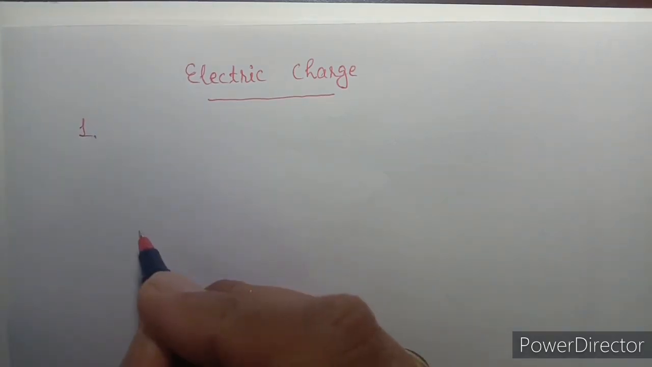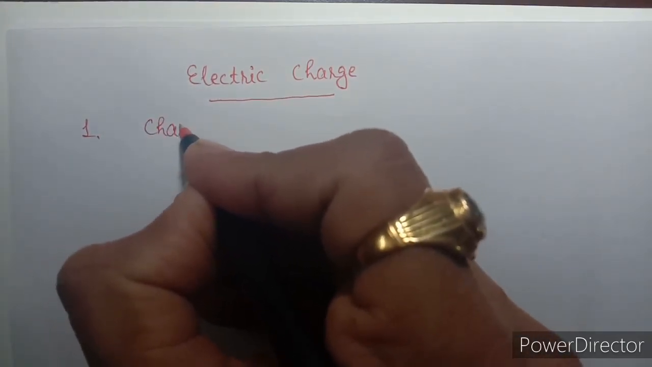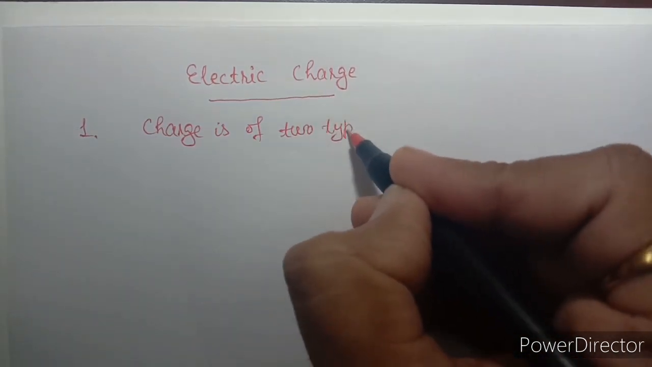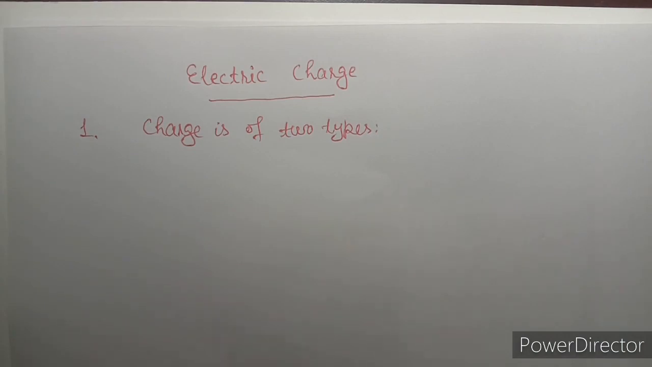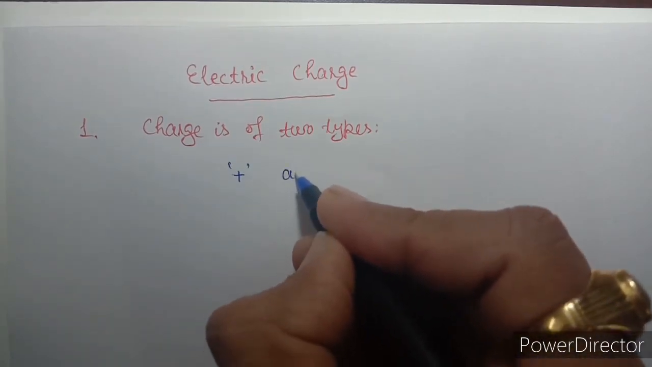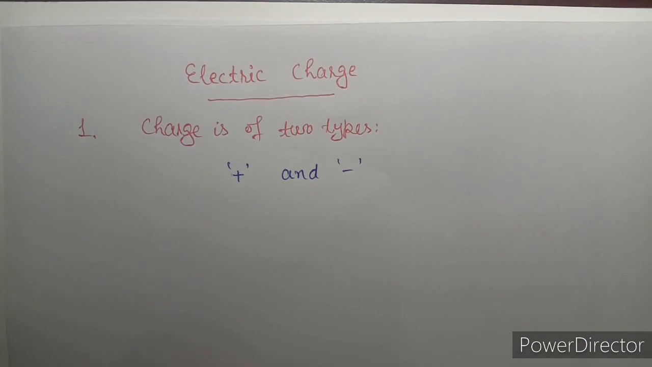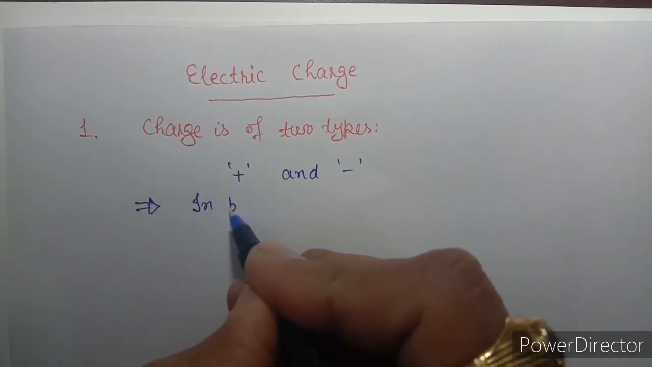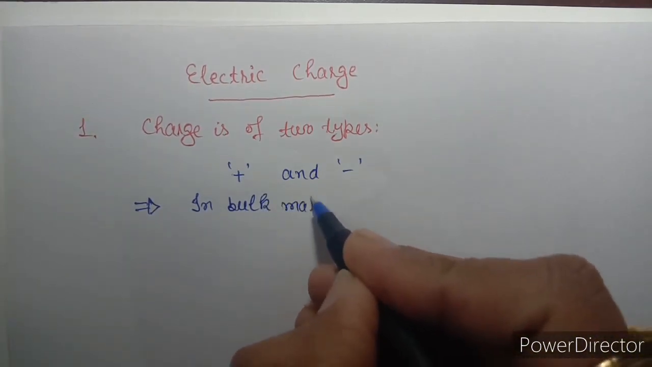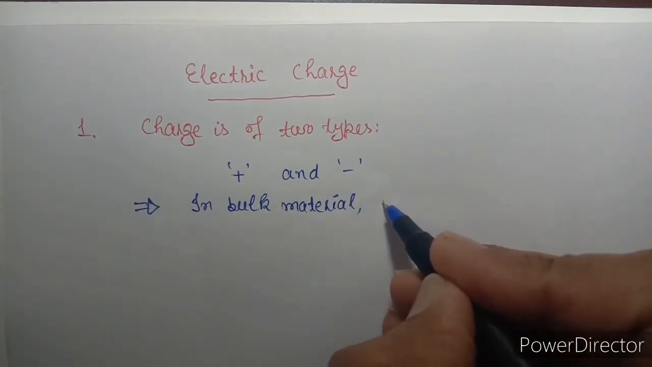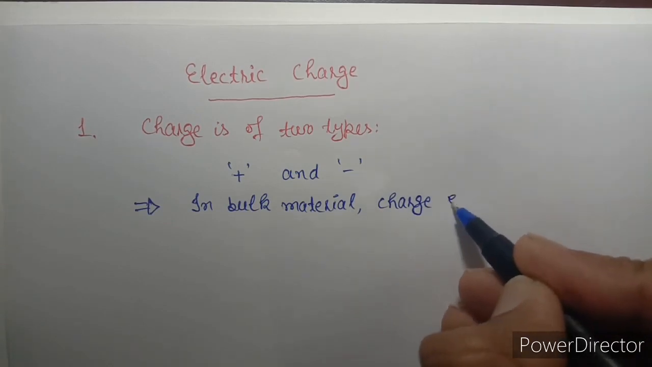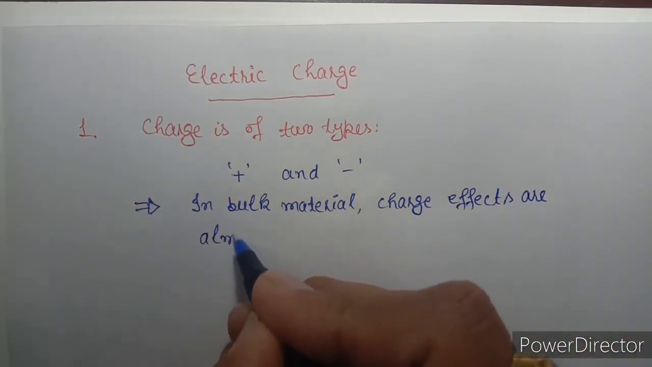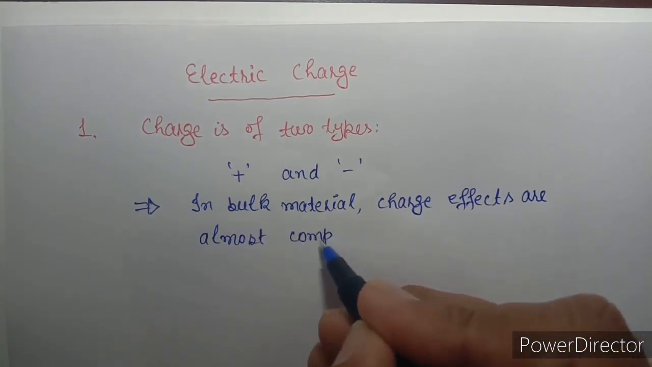So the first point here is charge is of two types, that is, one is positive and the second is negative. It implies that in bulk material, charge affects are almost completely neutralized.